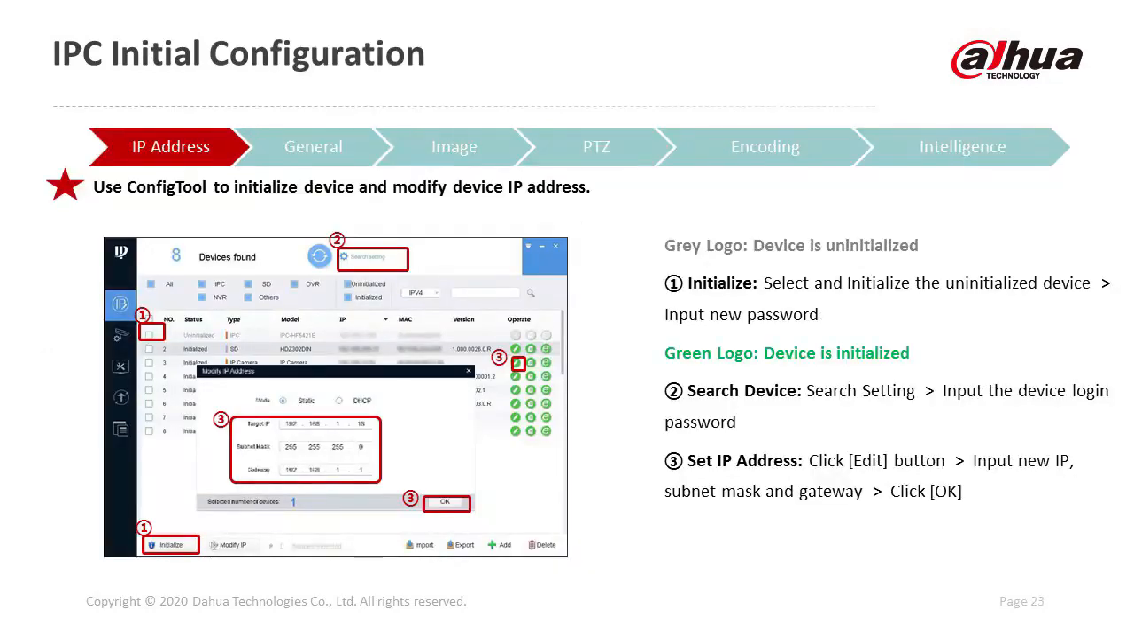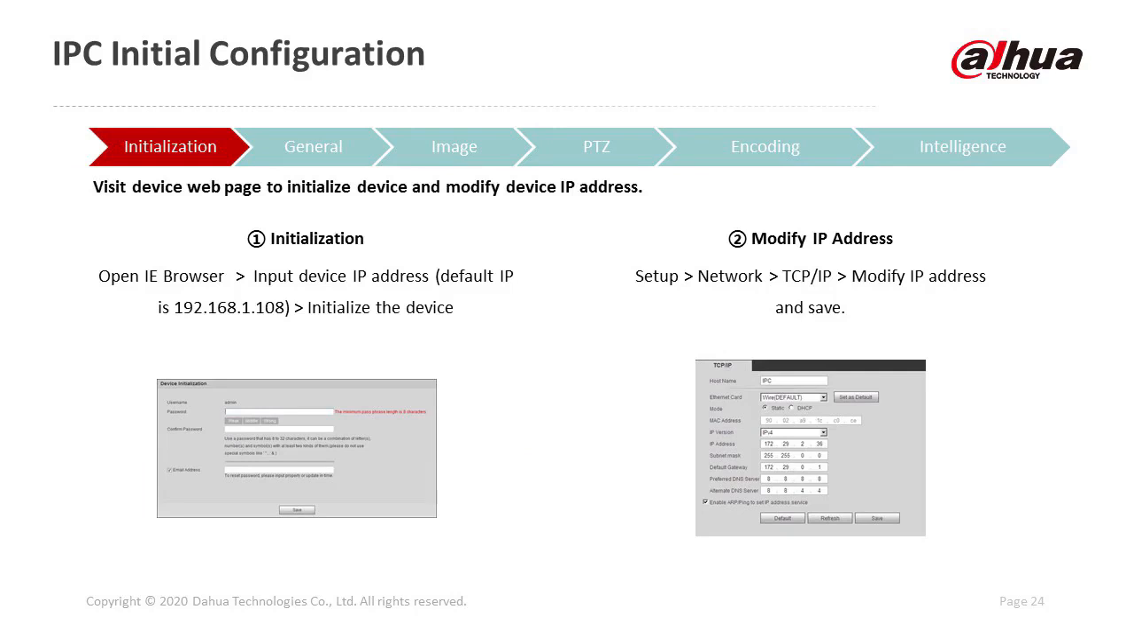After installing the IP camera, next we will take initial configuration for IPC, such as how to modify IP address, how to set image or encoding parameters, how to enable intelligent functions. First of all, we can use Config Tool to search devices, initialize and modify device IP address. We can also visit the device web page to initialize the device and modify the device IP address.